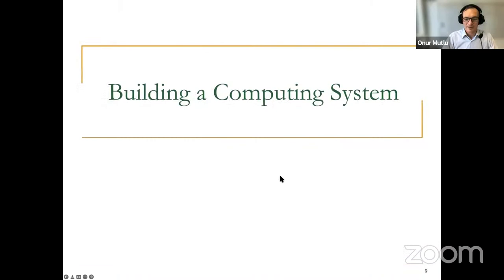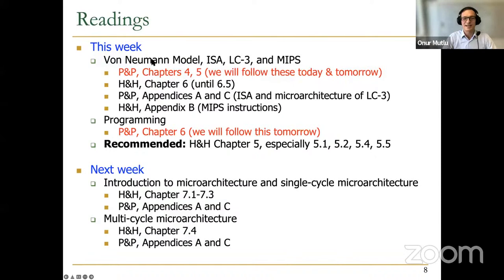Okay, so readings, these are some readings that I suggest over here, but what I will follow today and tomorrow is Patt and Patel, chapters 4, 5, and 6. I think it nicely outlines the von Neumann model, ISA, and programming, but there's a different treatment of it in Harris and Harris. If you read either of them, it's fine. If you read none of them, as long as you understand what I say, there's no problem, actually. And next week, there are some readings on microarchitectures, as you can see over here.